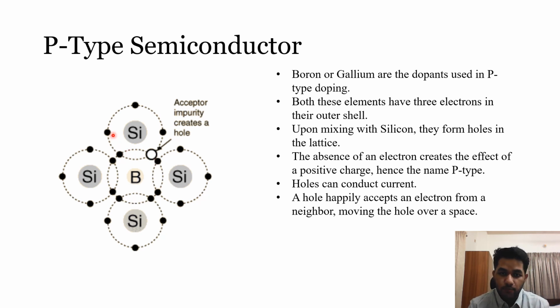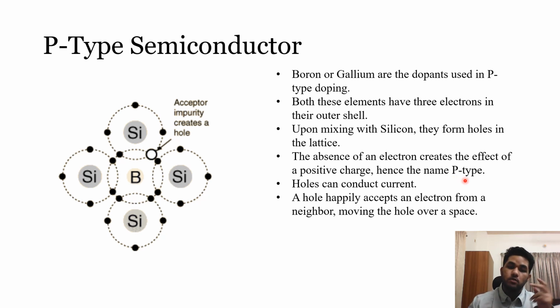As we can see, upon mixing the boron with silicon, the acceptor impurity creates a hole. So there is a hole formation here. The absence of an electron, as we said earlier, is what a hole is. A hole is an absence of an electron. So the absence of an electron creates the effect of a positive charge, hence the name p-type.